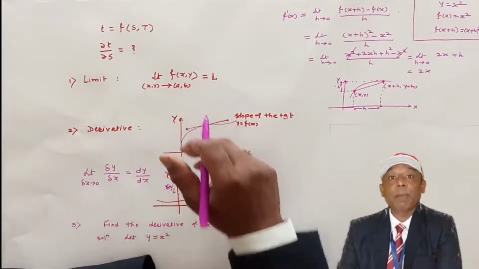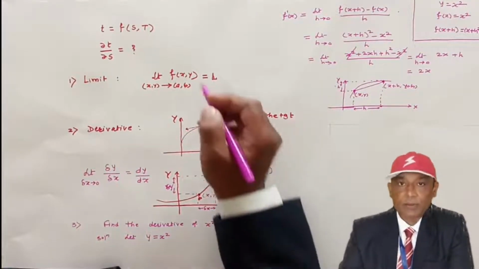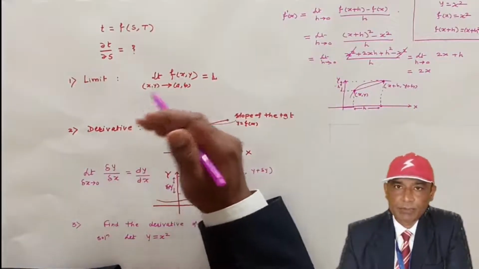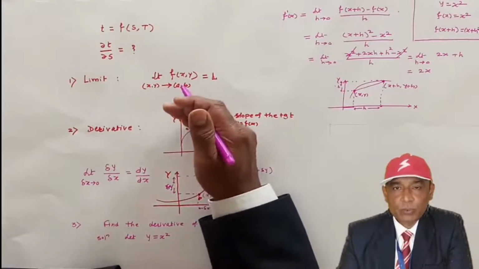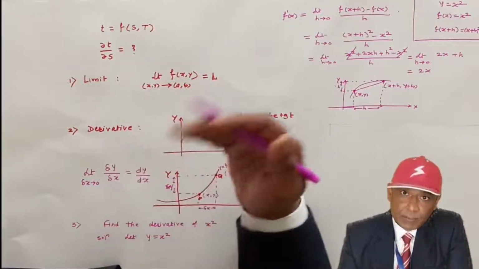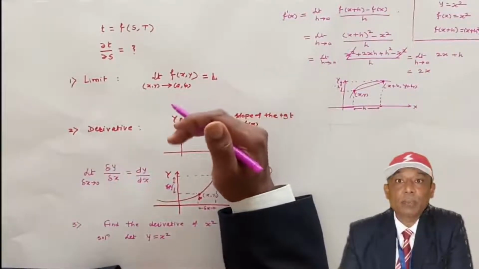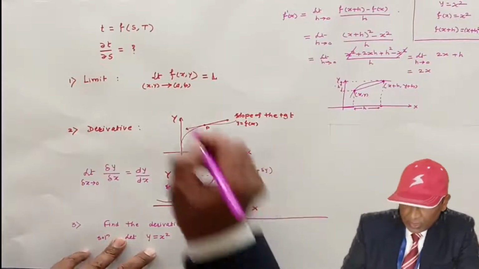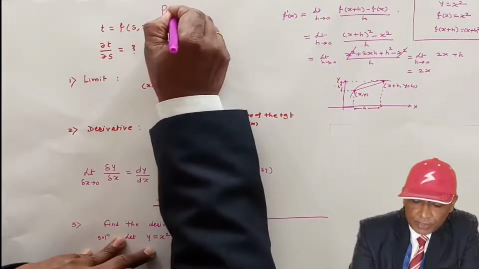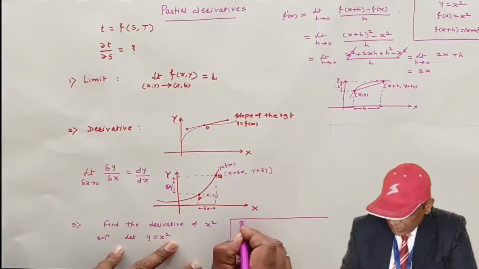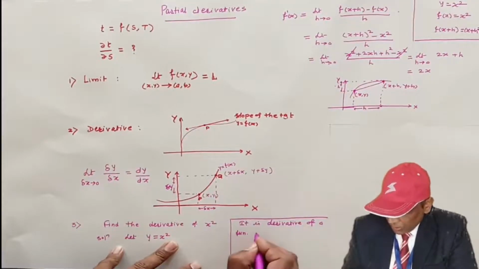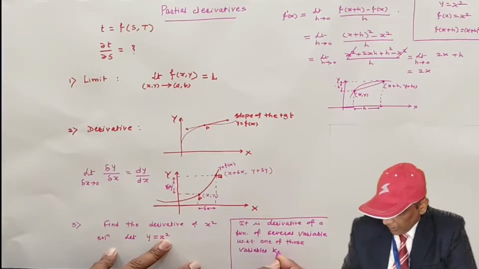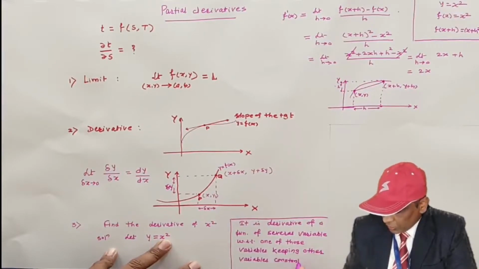Now I am talking about the partial derivative. What is a partial derivative? If y is a function of several variables, the derivative of y with respect to one of those variables, keeping the other variables constant, is what is called the partial derivative. We started discussing the partial derivative: it is the derivative of a function of several variables with respect to one of those variables, keeping the other variables constant. This is the partial derivative.